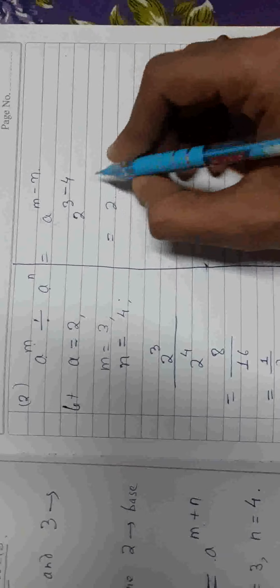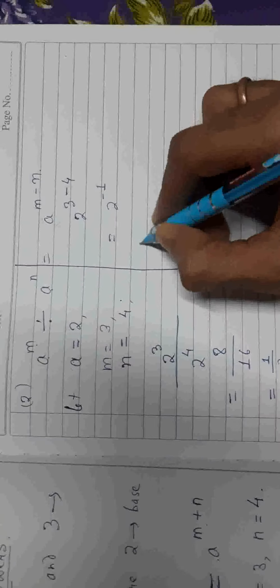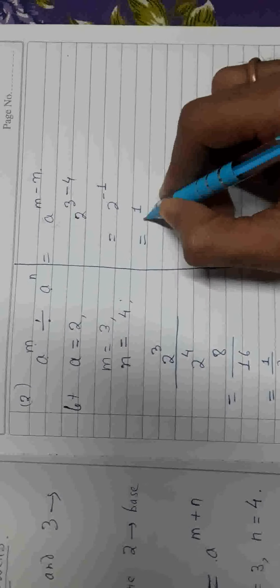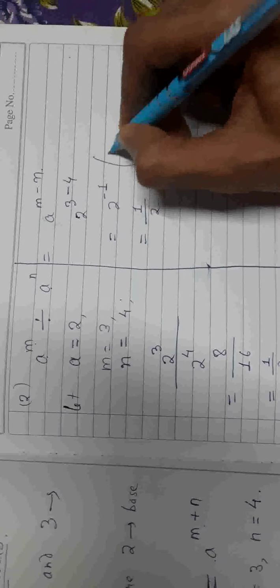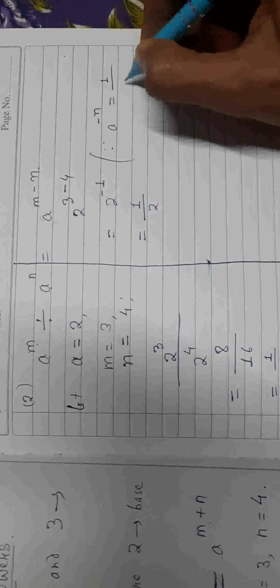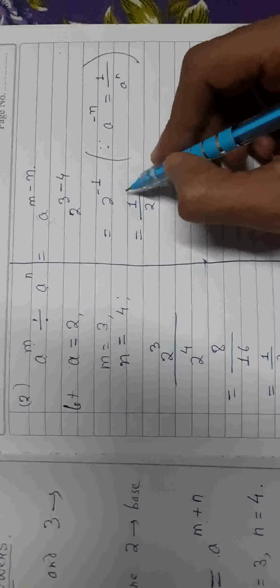So 2 to the power 3 minus 4. Now 3 minus 4 is minus 1. So 2 to the power minus 1. So 2 to the power minus 1 is actually 1 by 2. That we'll see how, since a to the power minus n is equal to 1 by a to the power n. Okay, so it's 1 by 2.